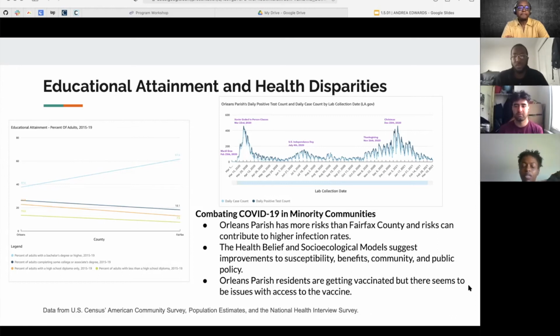In examining the available data shown on educational attainment in Orleans Parish and Fairfax County, the top line that's light blue is showing us that those 25 and up in Orleans Parish have a lower rate of having a bachelor's degree than those of the same demographic in Fairfax County. When comparing this data to the COVID-19 rates in each respective county, Fairfax County has a lower rate of positive cases than Orleans Parish.